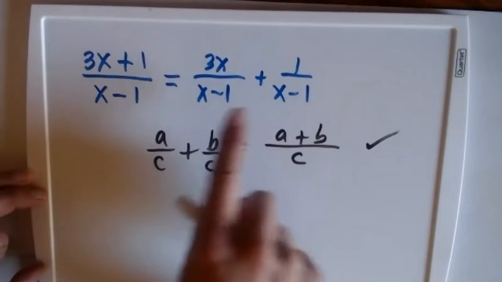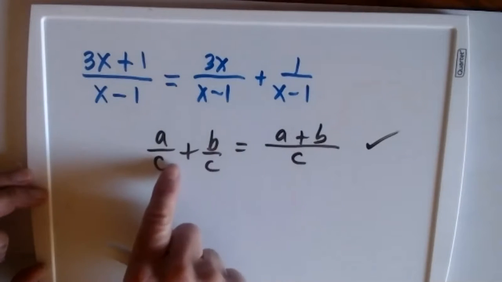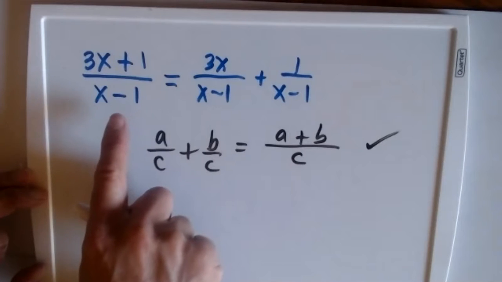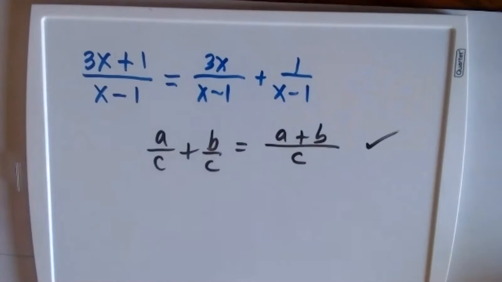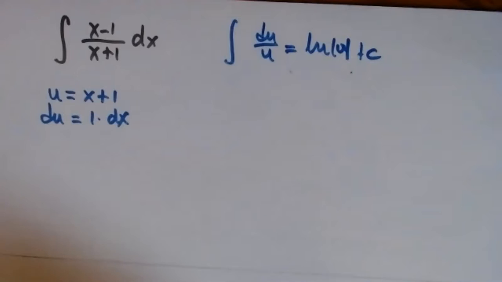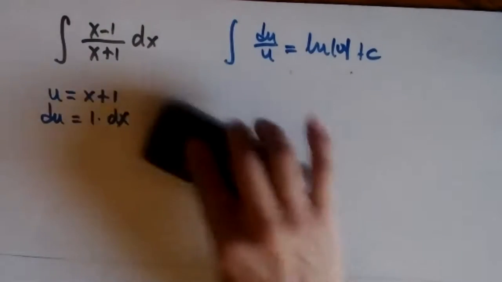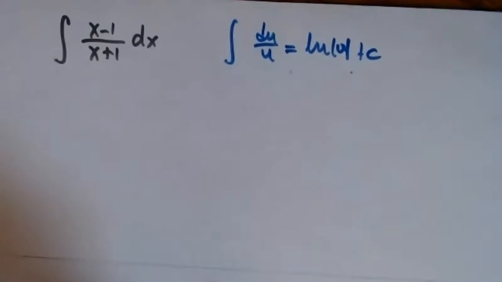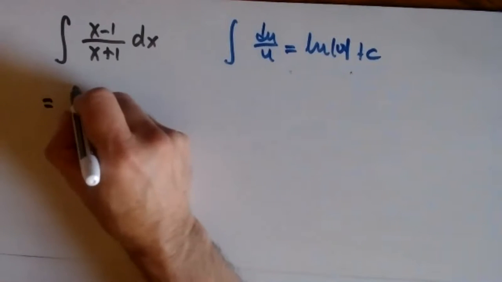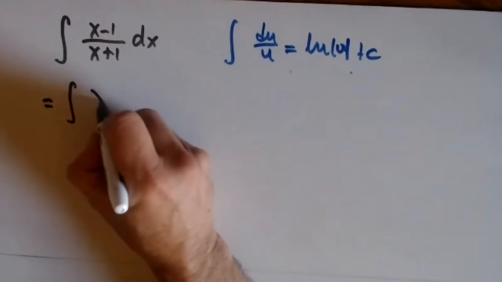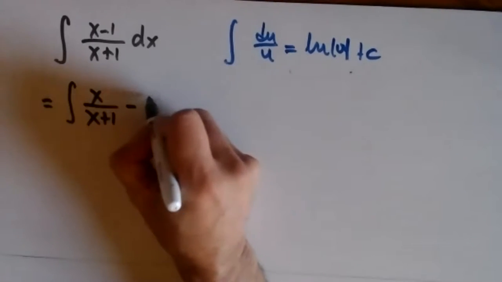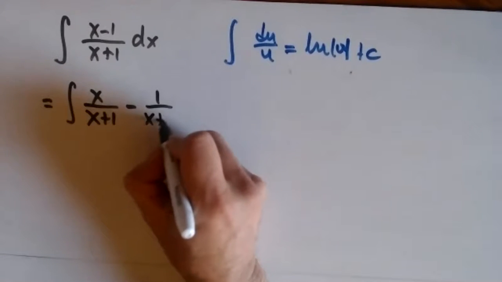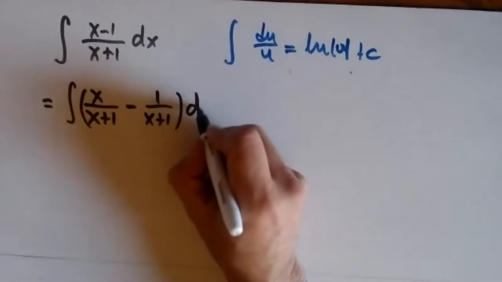This is only the reverse of this one. So from here to here, you have a common denominator, so you split this fraction, this portion on this plus this on this. This is what we are going to do for this problem. So I'm going to remove this portion and do my algebra. So this is going to be the integral of x over x plus 1 minus 1 over x plus 1. So I'm going to split my expression.